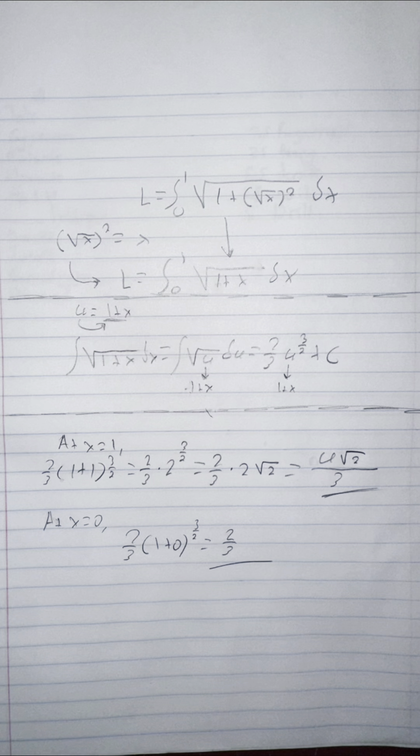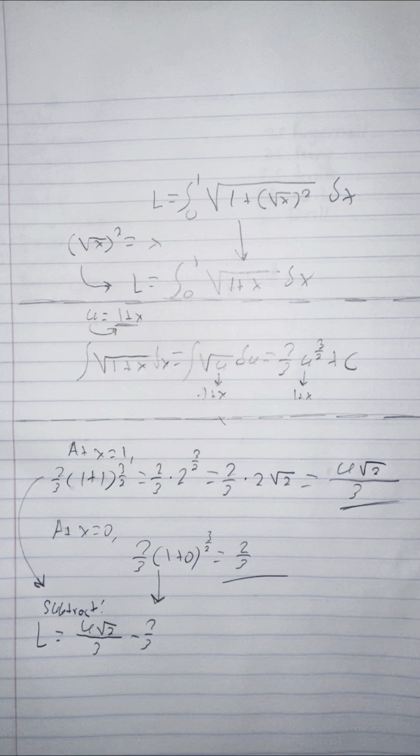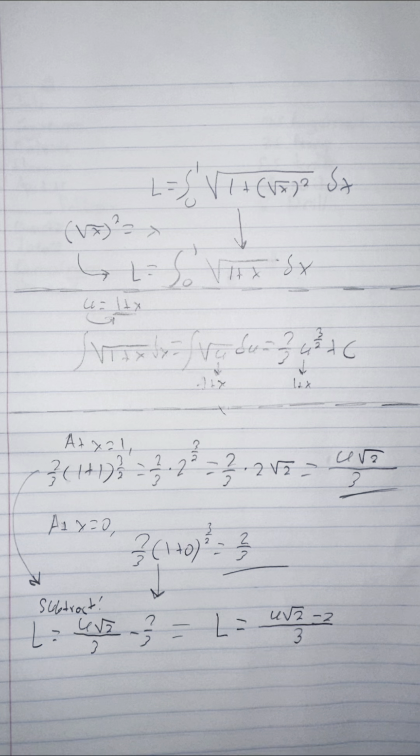At 0, we get 2/3 times 1 raised to the 3/2 power, which will give us 2/3. From here, we subtract, and when we do so, this gives us our final answer.